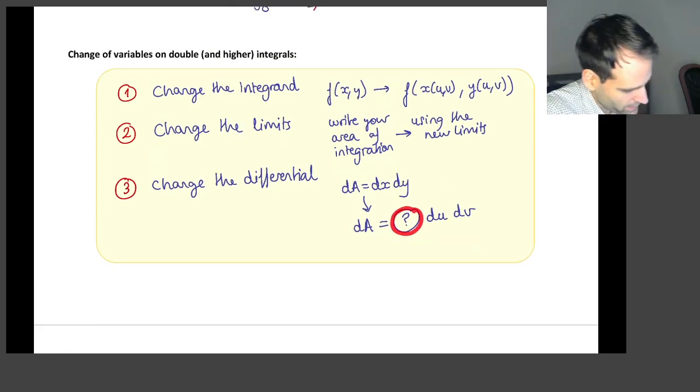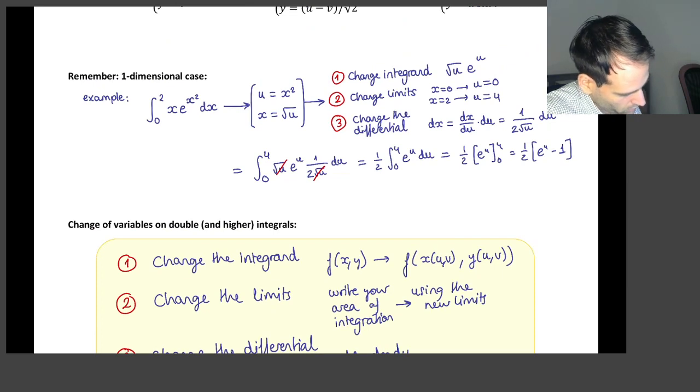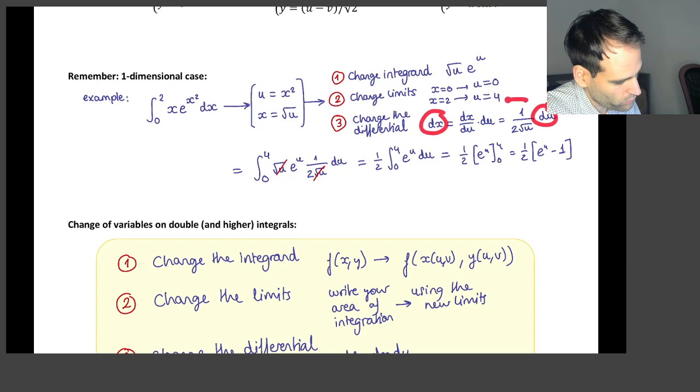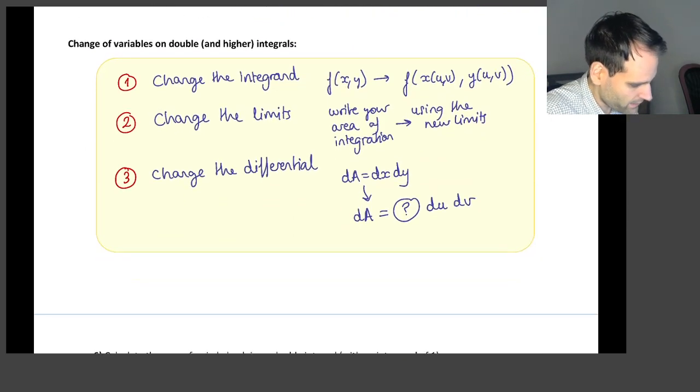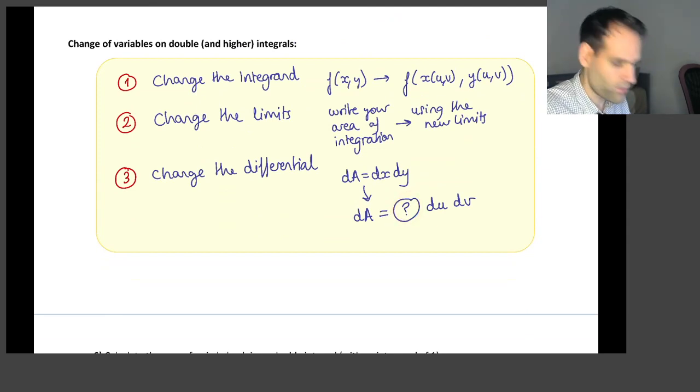But this something is similar to how when you wrote dx, you didn't simply change dx into du. You had to add something here, right? So this something is, for the same reason, you need something here too. So how do you calculate this? How do you calculate this? So I'm going to give you 3 ways of knowing how to write dA in the new variables. So that will be in the next video.